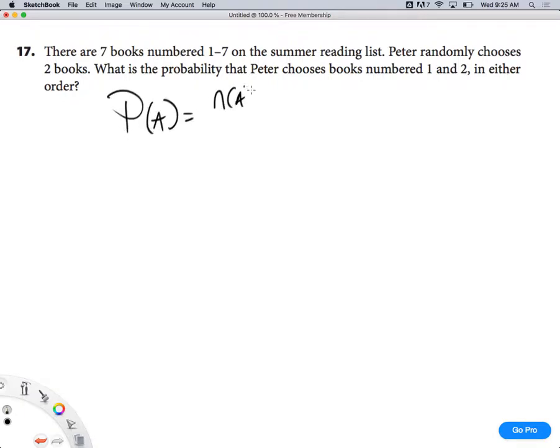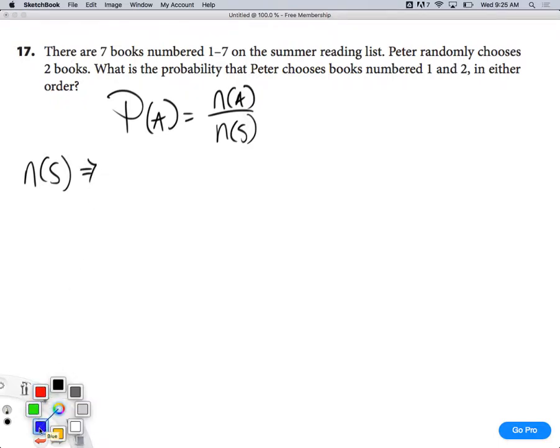thinking NA over NS. Okay, number of elements in my sample space. Well, how many elements am I choosing from? What's N? 7. You guys got to pay attention to this, because you see how all these problems are slightly different. In this one, I've got 7 objects and I'm choosing 2 of them, so that's an NPR thing. Does that make sense? R is how much? 2. Good. So it's 7P2, 42.